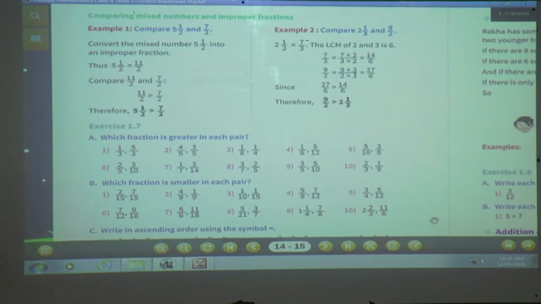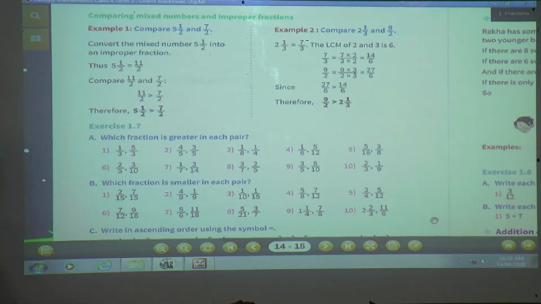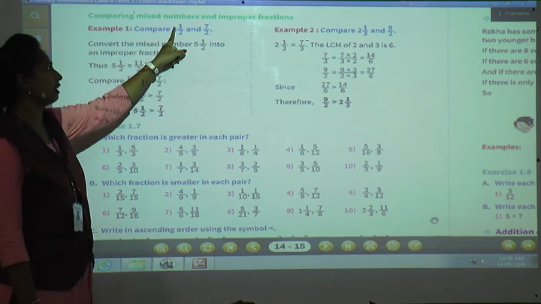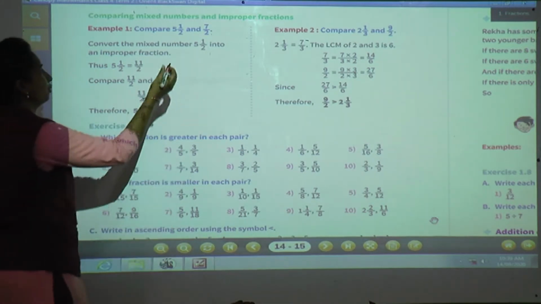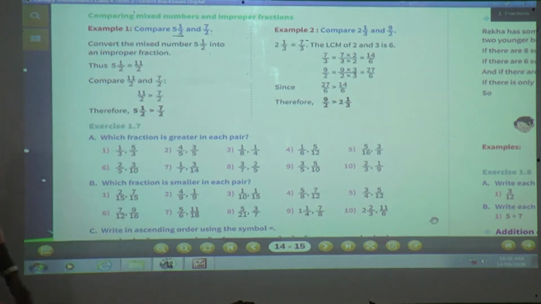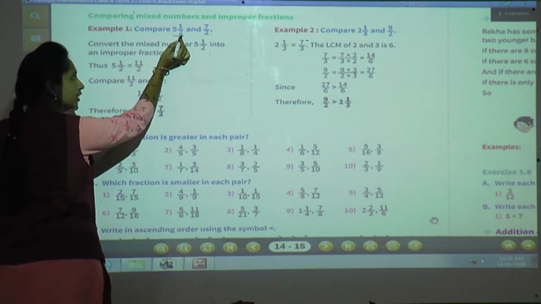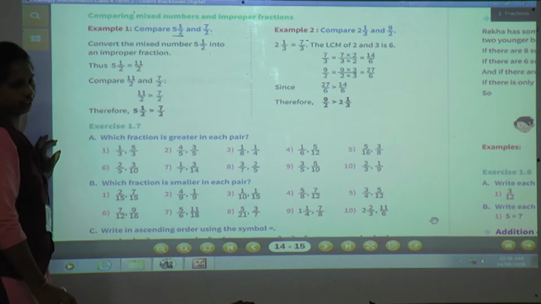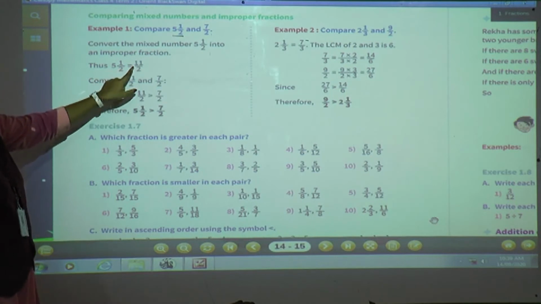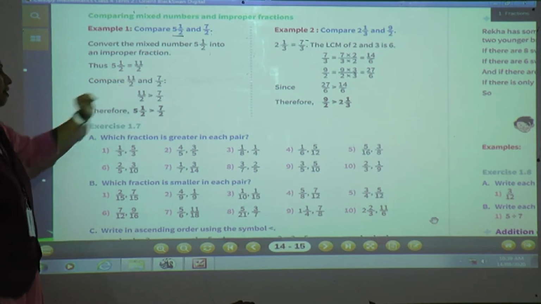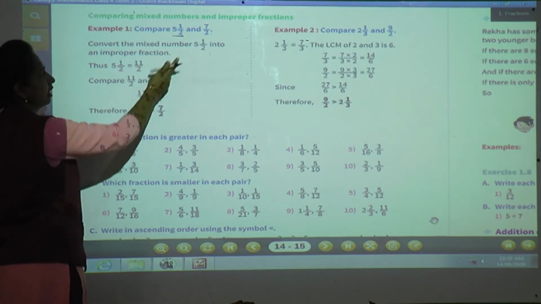Now we are going to see comparing mixed numbers and improper fractions. So example number 1. Compare 5 1 upon 2 and 7 upon 2. Now a mixed fraction is there. Now first what do we have to do? Mixed fractions we need to convert into improper fractions. So how do we convert? We multiply the whole number with the denominator and add the numerator, isn't it? So 5 2s are 10, 10 plus 1 is 11, 11 upon 2, the denominator we keep as it is. Now we got the fraction from the mixed fraction, that is 11 upon 2, and the next fraction is 7 upon 2.